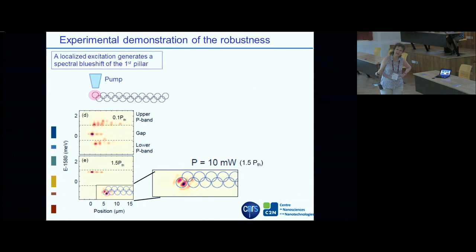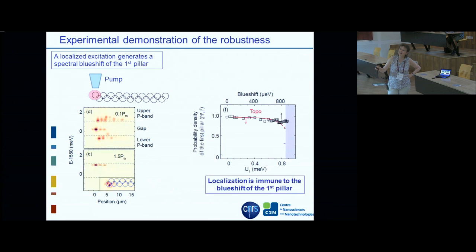So what you see, for example, here at 1.5 PTH, you see that the gap has been really shifted a lot. It's almost in the upper band. And still, this is the image we get. You see that it's still highly localized on the first pillar. Okay, so this is the experimental measurement superposed to the calculation. And you see that we have actually a very high localization. So the state is still quite immune to the blue shift of the first pillar as long as it's not too big. So we have some topological properties which are preserved. So we dare to say that maybe this is a topological laser.